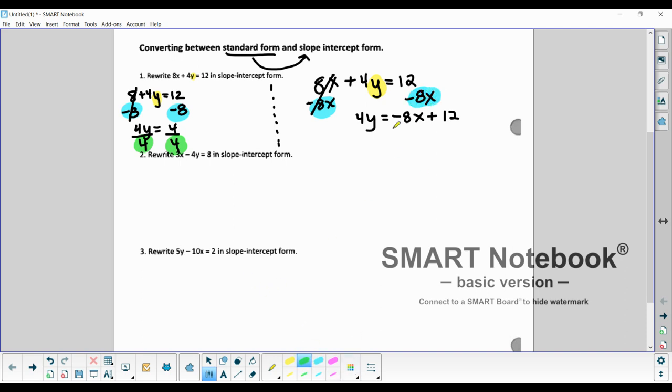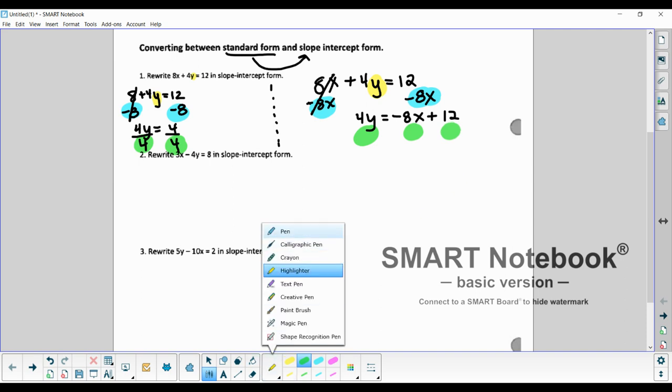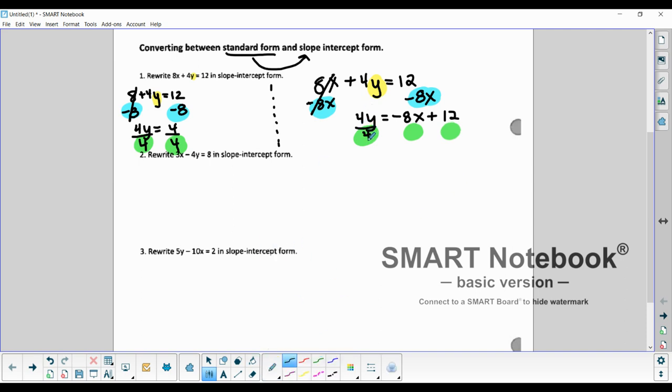And then lastly, so I just did the subtraction step. My next step is the division step. So I'm going to divide everything in this equation by 4. So divided by 4, divided by 4, divided by 4. So the 4's cancel here, just like they canceled here, leaving me with y equals negative 8 divided by 4 is negative 2. The x remains. 12 divided by 4 is 3. That is your slope intercept form. Slope is negative 2, intercept is 3.